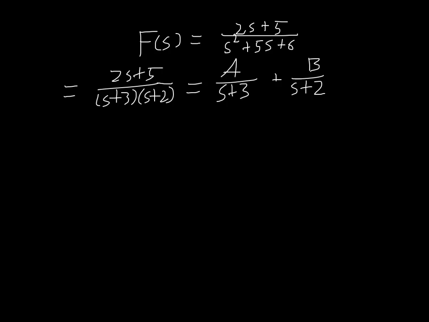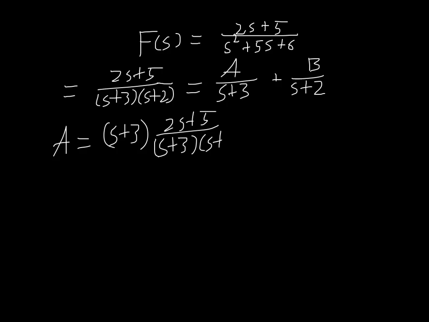Now there's several ways to solve for A and B. I'm going to use the way I prefer, which is the following. We can say A is equal to s plus 3 times the polynomial 2s plus 5 over s plus 3, s plus 2. So these will cancel. You'll be left with this part, and we're going to evaluate that where s equals minus 3. And you should get 1.